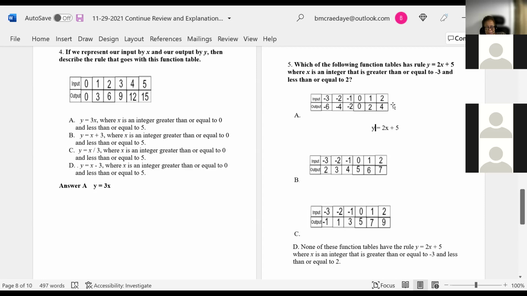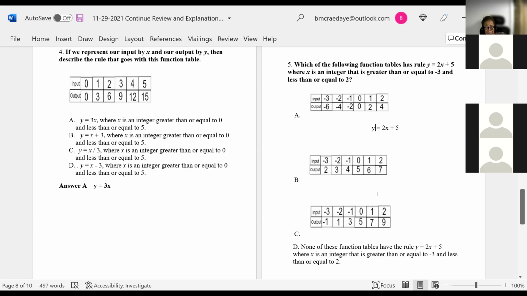So that means A does not match that rule, right? Because when you multiply 2 times minus 3, you get a minus 6. You add 5, you get a negative 1. But the table says the output is a minus 6. So you know that one's not right, correct? You follow? What about B?